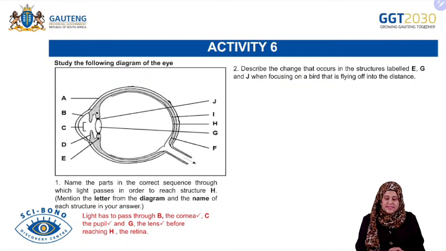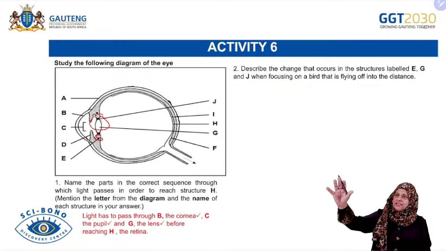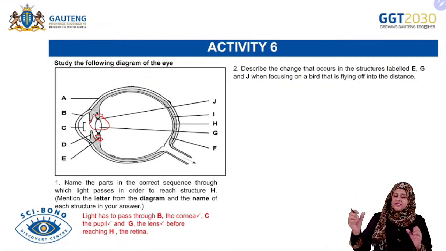Right, the next one says, describe the changes that occur in the structures labeled E and G. There we've got E here, right? And we've got G here. So we're talking about G, the lens, and E, which is the ciliary body. So describe the changes that occur in these structures and J when focusing on a bird that is flying off into the distance. So you see, now we're speaking about a bird flying off into the distance.